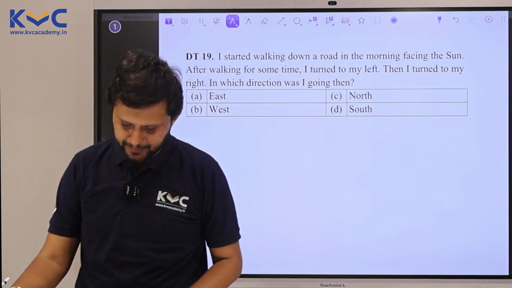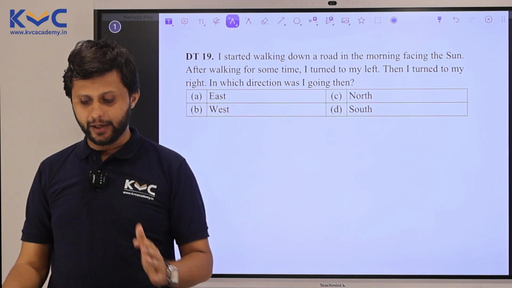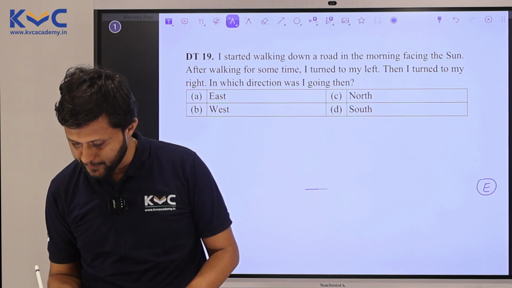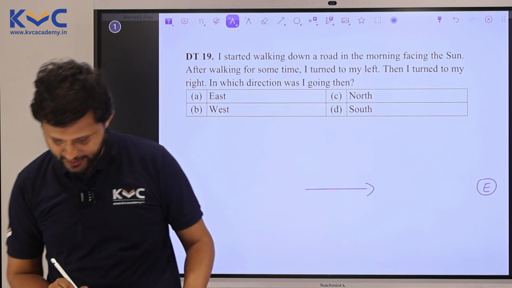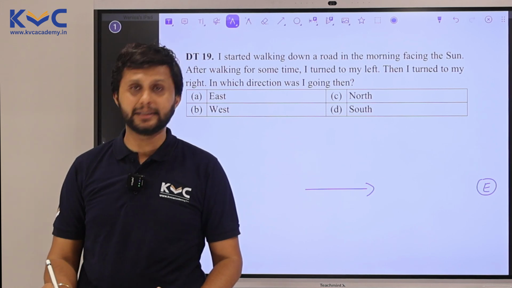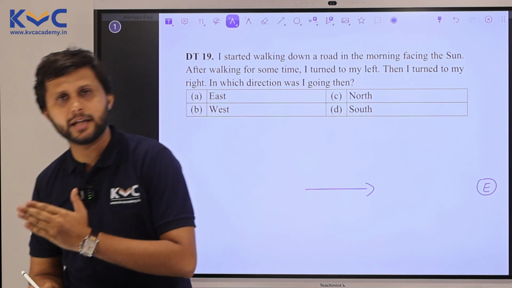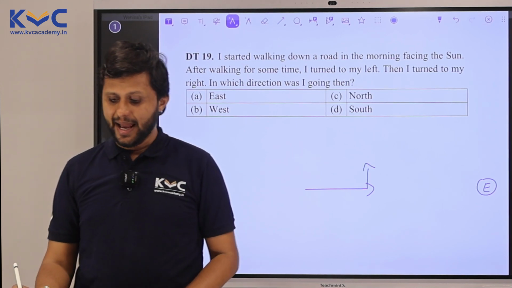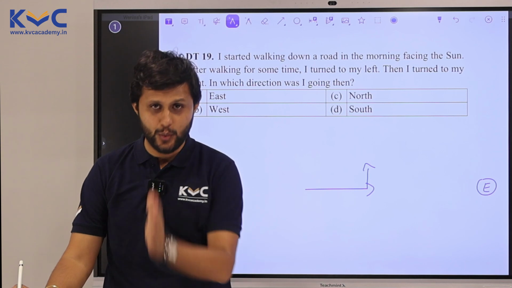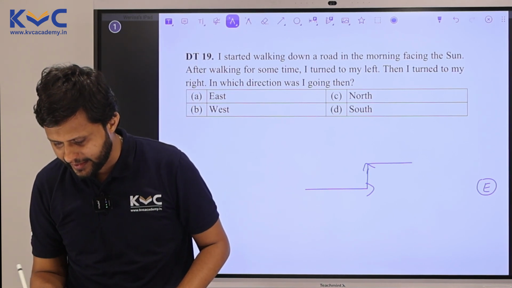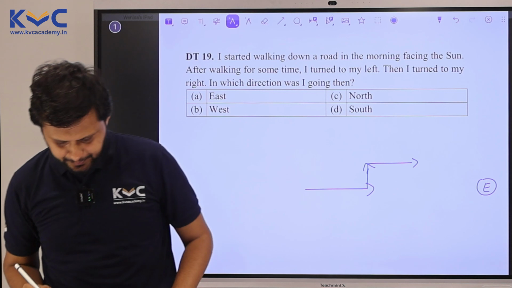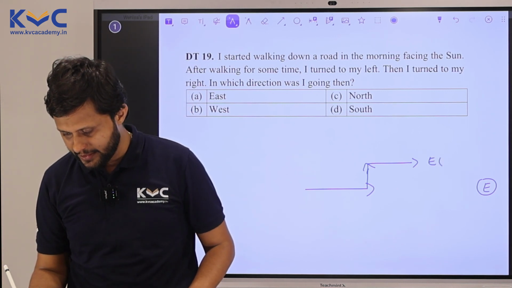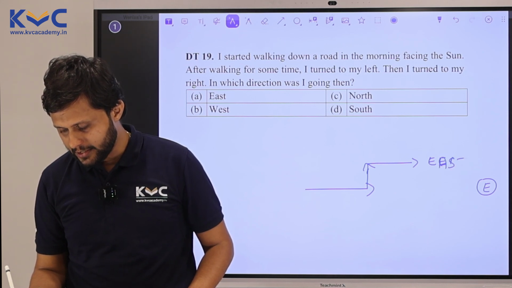Number 19. I started walking down a road in the morning facing sun. That means I am walking towards east. Perfect. After walking for some time, I turned left. So when you walk to your east and then turn left, you're going towards north. And then I turn to my right. So you're going to your north and then turn right is again right side, which is again east. In which direction was I going then? Yes, that's east, E-A-S-T.